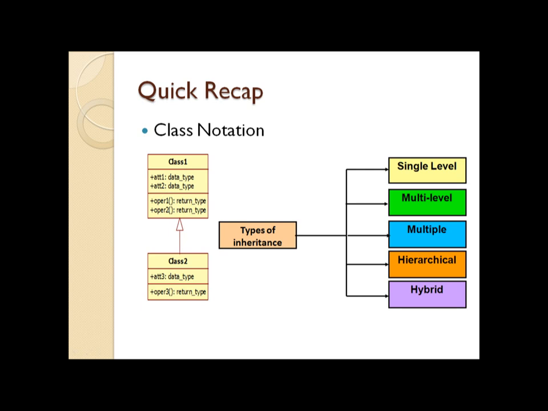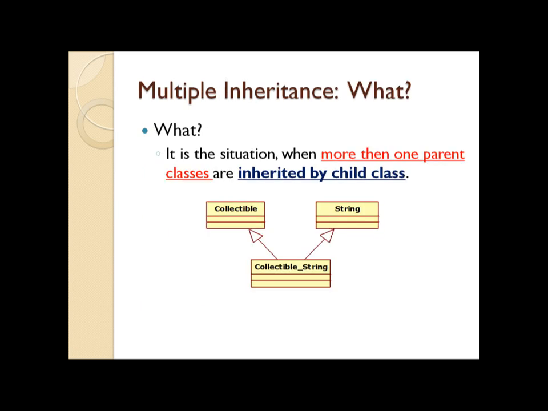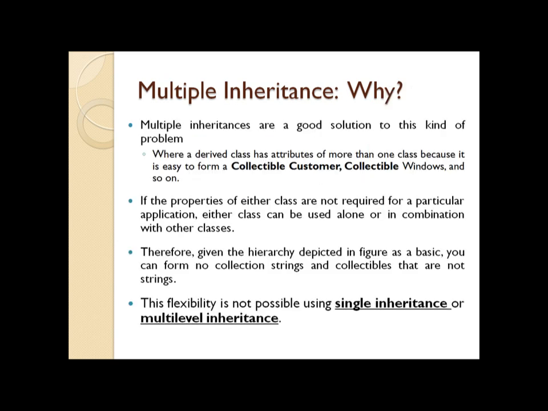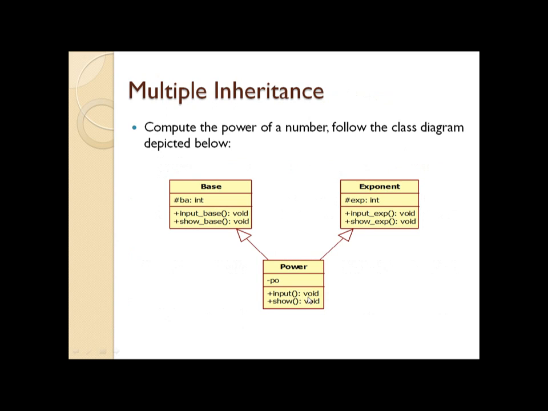A child class in single inheritance can utilize the attributes and operations of only one parent class, but multiple inheritance provides the facility of utilizing the attributes and operations of more than one base class. So this is one of the important features of multiple inheritance. This type of feature cannot be achieved by single inheritance and multilevel inheritance.